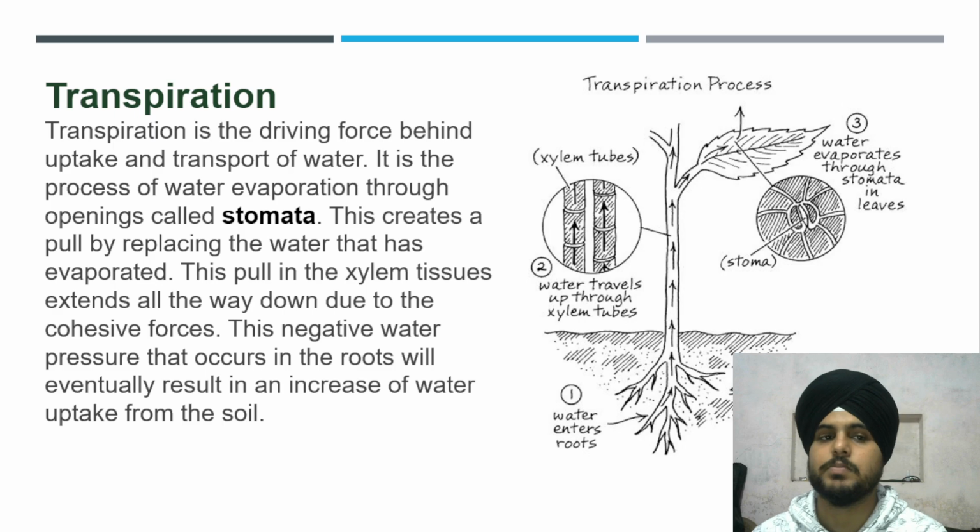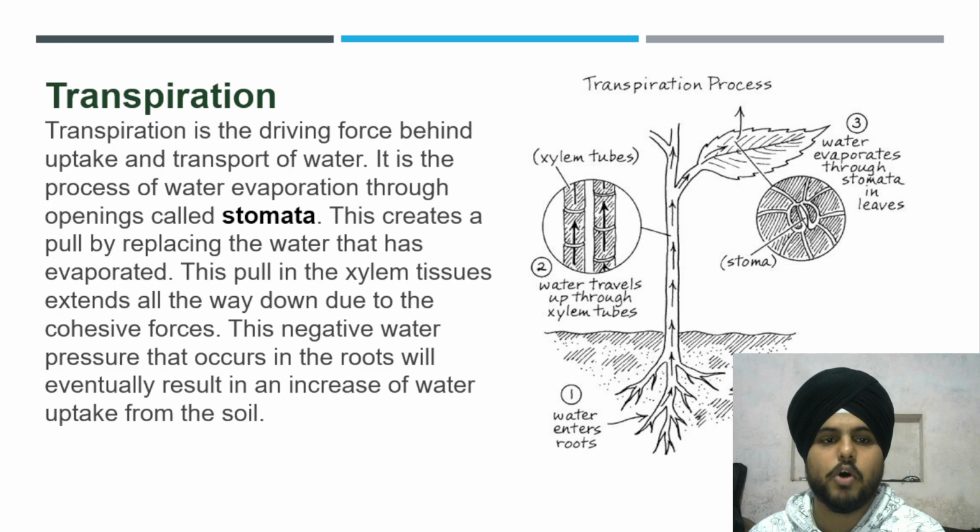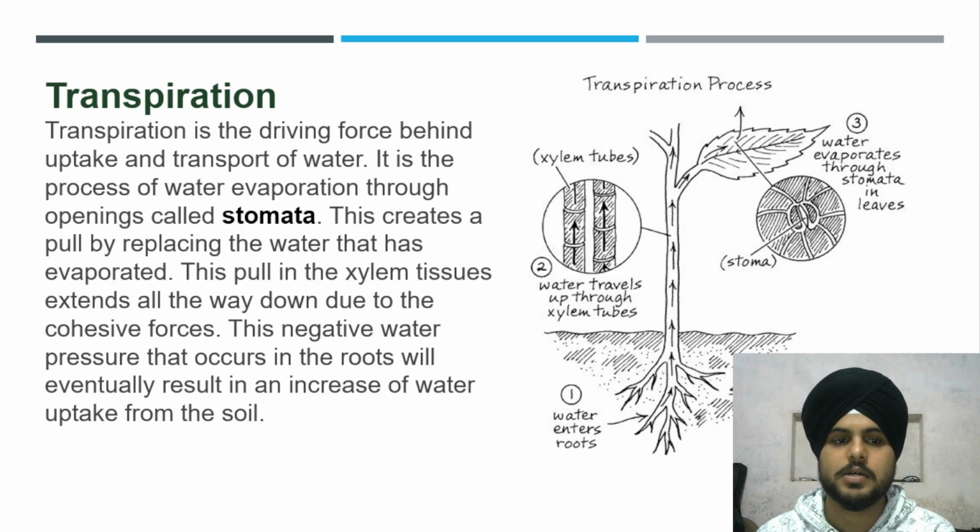Transpiration is the driving force behind uptake and transport of water. See, if water is required by the plant, space for that is required, and for that space the process of transpiration helps a lot, because if water doesn't go away, then new water would not come into the plant. See, it is a driving force behind uptake and transport of water. It is the process of water evaporation through openings called stomata. This creates a pull by replacing the water that has evaporated.